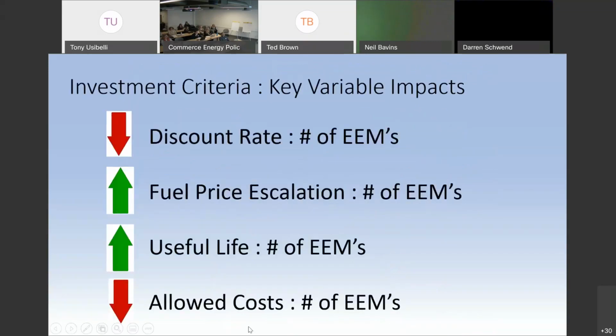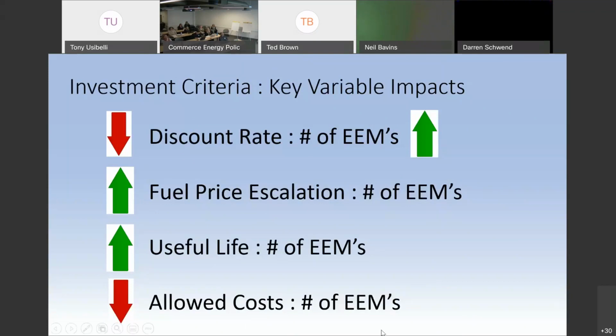So now we're going to do a little audience participation, try to change things up. On the left, we're saying what things are doing. So if the discount rate goes down, how is that going to affect the number of energy efficient measures that are going to qualify under an investment criteria? I see a thumb up. That is correct. The discount rate goes down, we get more energy efficient measures. The discount rate goes up, we're going to get fewer of them.